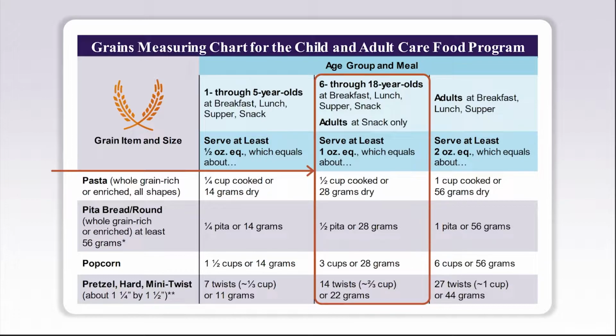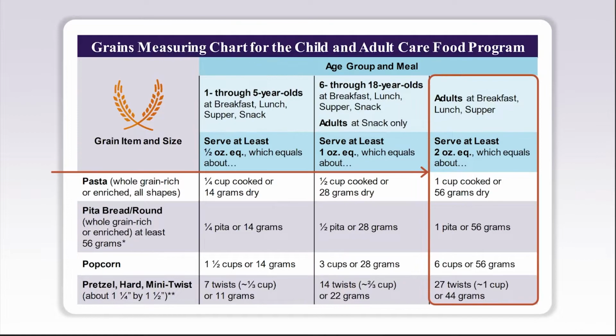Each item is also listed with the amount you need to make up 1 ounce equivalent of grains, which is the minimum amount of grains that 6 through 18-year-olds need at meals and snacks. If you choose to serve grains to adult participants as part of the CACFP snack, you must serve at least 1 ounce equivalent of grains as well. And finally, each grain item in the chart is listed with the amount of an item you need to make up 2 ounce equivalents of grains. 2 ounce equivalents of grains is the minimum amount of grains required for adult participants at breakfast, lunch, and supper.